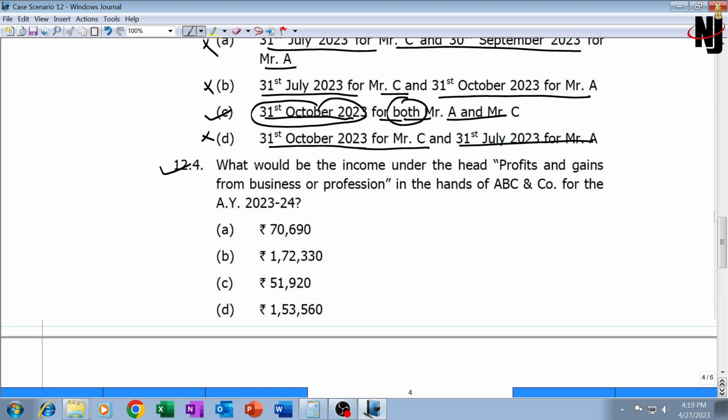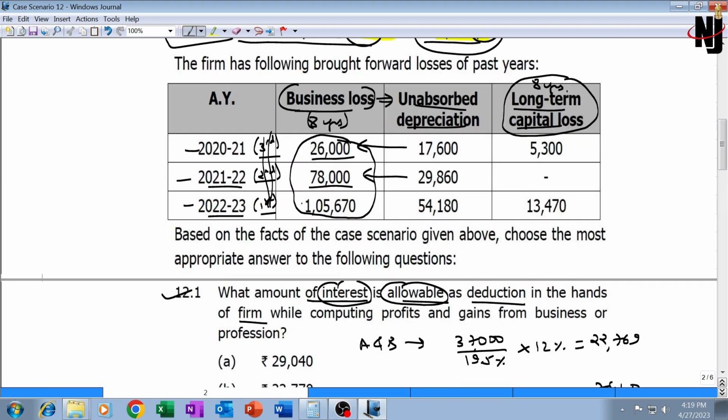Now 12.4, the last question. What would be the income under the head PGBP in the hands of ABC and company? Now I told you very clearly that long-term capital loss which is brought forward will be taken into account only if they ask you to compute GTI or NTI. Here they are not asking us to compute GTI, NTI. Total income is not asked. They are asking how much will be income under the head PGBP. That means we will be ignoring that loss under the head capital gain.